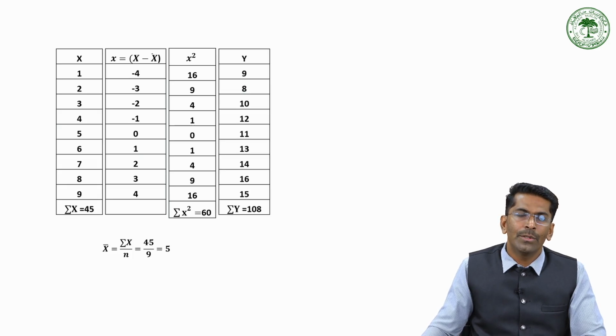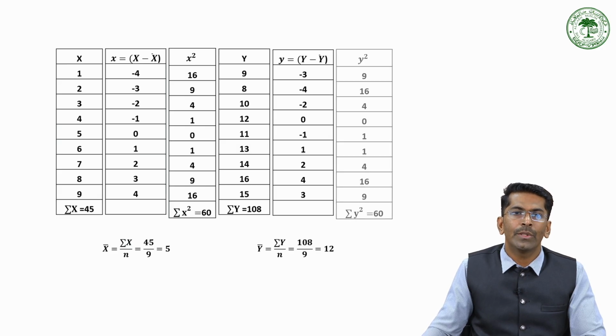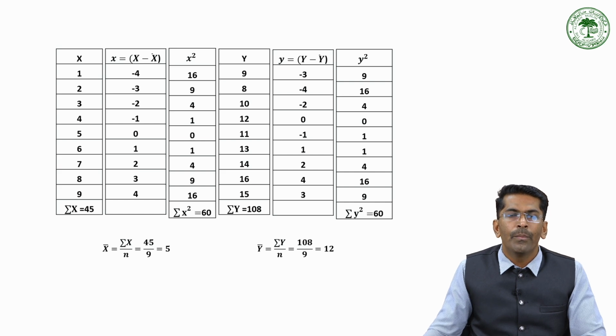Similarly, we have the y values also, which are given, and the sum of y is equal to 108, and I have calculated the mean value of y, which is the sum of y divided by n, that is 108 divided by 9, which is equal to 12. Now I am going to calculate small letter y, that is the difference between the actual value of y and y bar, that is the mean value of y. So it will be 9 minus 12, which is equal to minus 3, 8 minus 12, which is equal to minus 4, and so on. And then I have squared each of the values here. So y square: minus 3 square is 9, minus 4 square is 16, minus 2 square is 4, 0 square is 0, and accordingly I have added all these observations together, so the sum of y square is equal to 60.